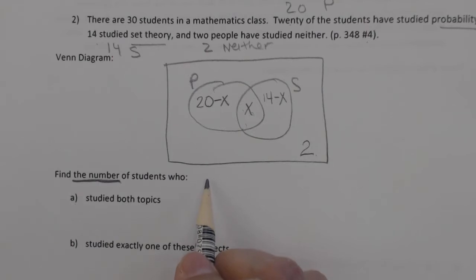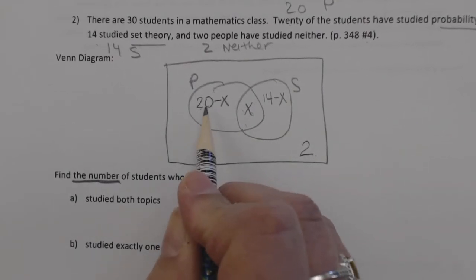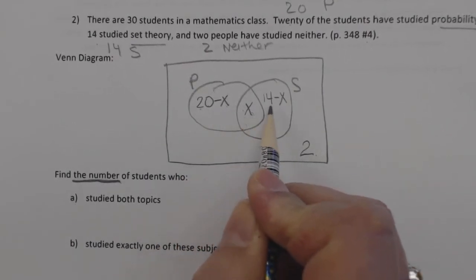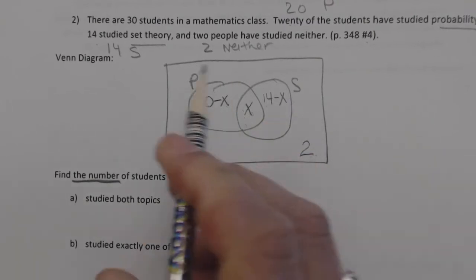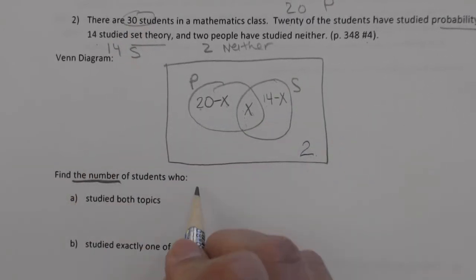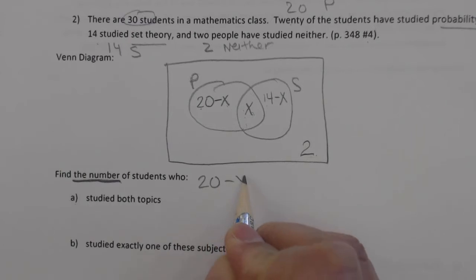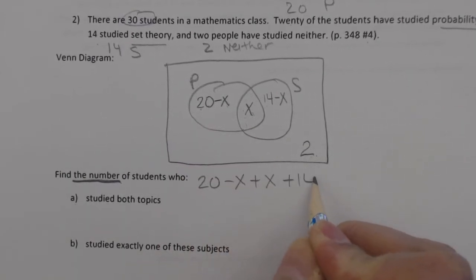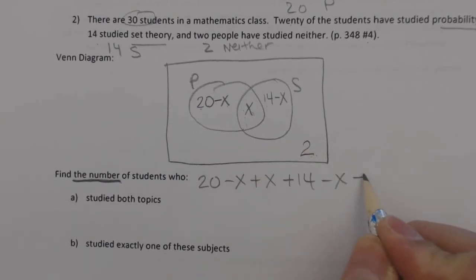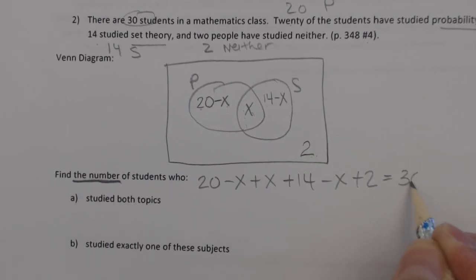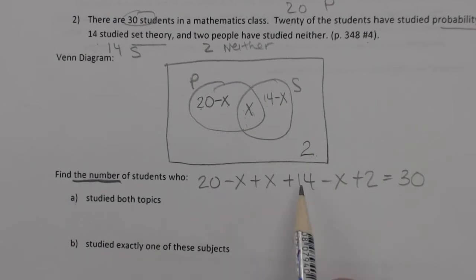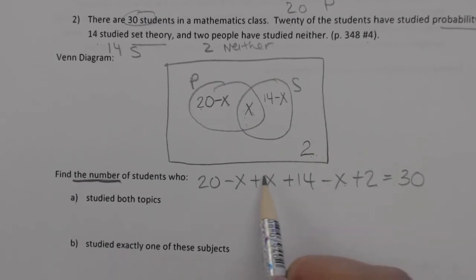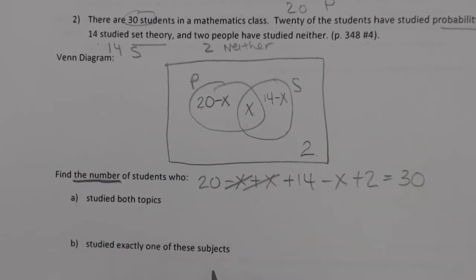This is how you find it. We know that if we add up this piece, this piece, this piece, and this piece, we're going to get a total of 30 students. So let's add all of those little pieces up. 20 minus X, plus X, plus 14 minus X, plus 2. And that's going to equal 30. I'm going to add all of my numbers, 20, 14, and 2. I'm going to combine my variables, negative X, positive X, and negative X. These actually cancel out, so I'm going to get rid of them.